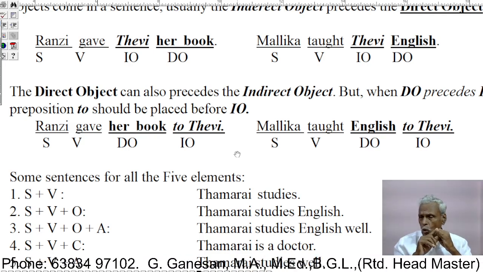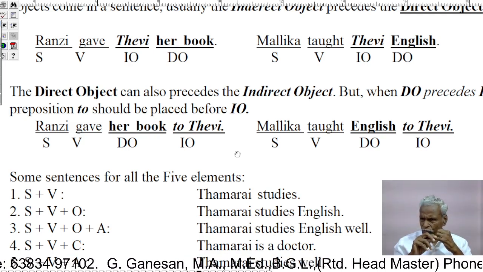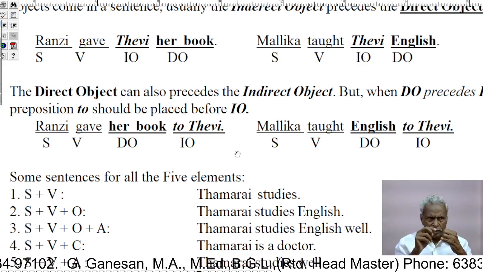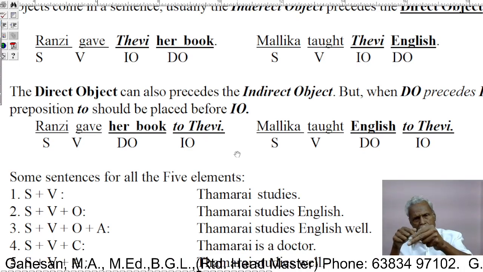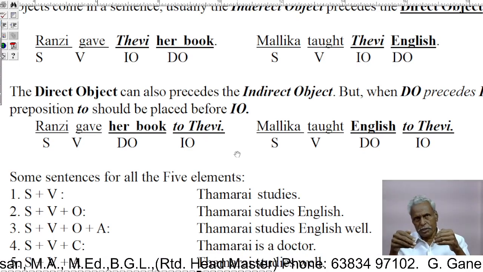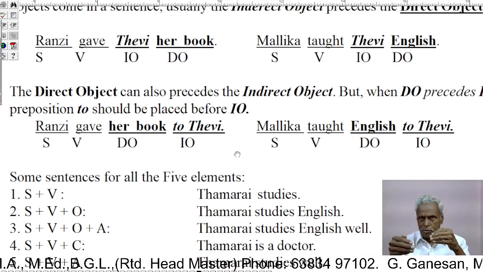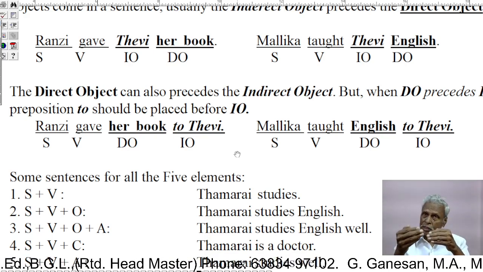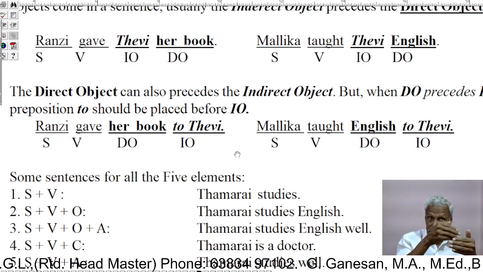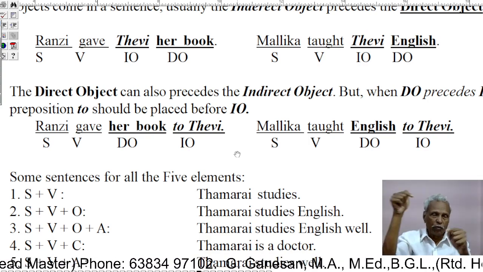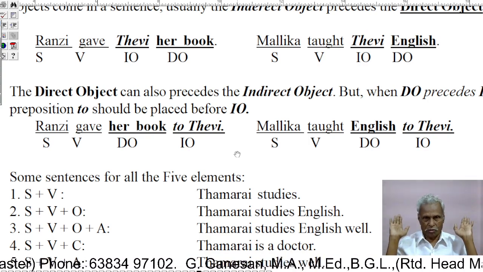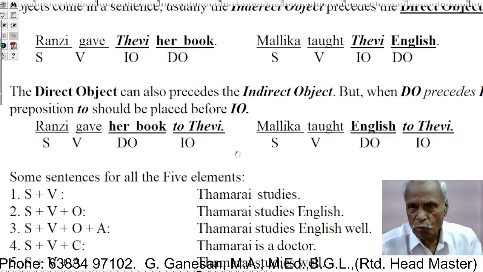So we get from these that when there are two objects in a sentence, normally the indirect object is placed first and the direct object next. But the direct object can also be placed first. In that case, the preposition to should be used before the indirect object. That's all. Thus we have seen this.